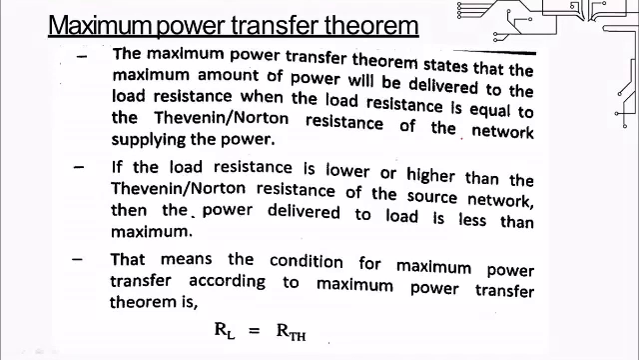Using this transformation we can also obtain the Norton's equivalent circuit from Thevenin's equivalent circuit. That means if we have done the analysis using Thevenin's theorem, then it is also possible for us to perform Norton's analysis by using the formula VSC is equals to ISC into RTH. So what is VSC, what is ISC, what is RTH? All this concept has been discussed in the last lecture.